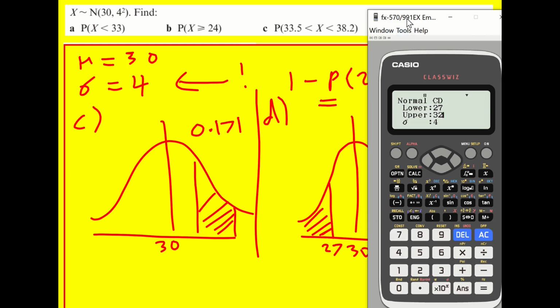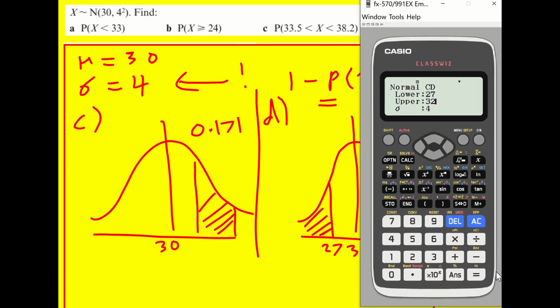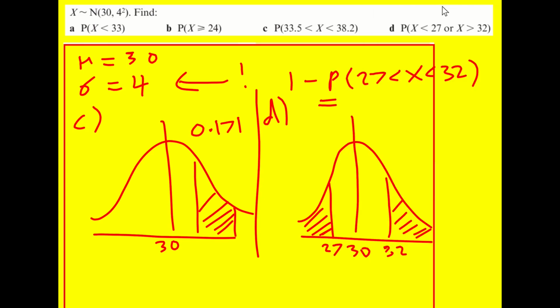I think it was 32. Okay, can I store that in my memory? Yes, you can. So I'm just going to go straight for the answer. 0.535.